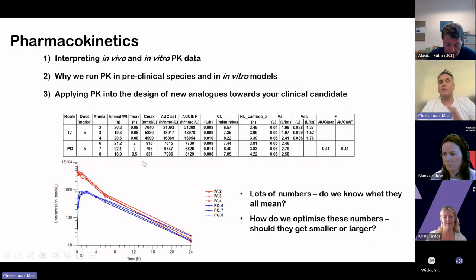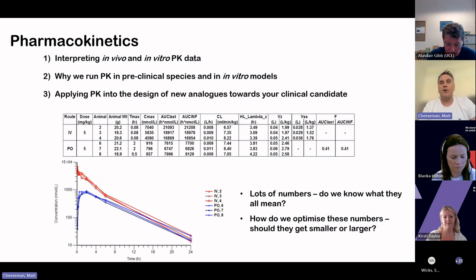But the most important part is most of the time we're not hugely interested in what's going on in the plasma. It's just somewhere that we can sample quite easily, and it's rarely the place where our site of action is. We want to find out what's going on to our drug when it's in all the different places within the body, particularly at the site of action where our protein target is, in order to show the effect.